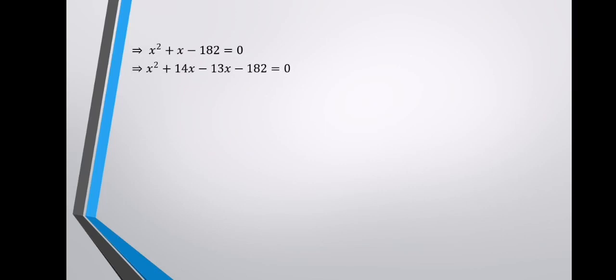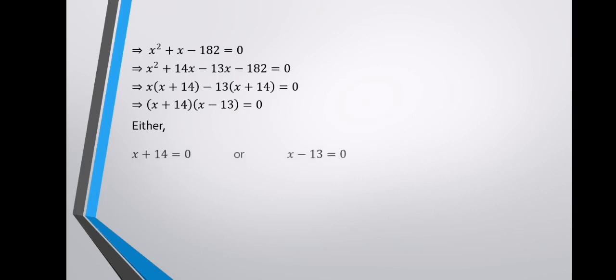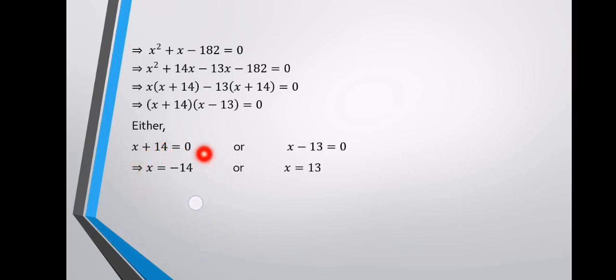Since the equation is a quadratic one, we can easily solve it by the factorization method. After applying the factorization method, we get x plus 14 is equal to 0 or x minus 13 is equal to 0. But since we have been given that these are positive numbers, we will have to omit x is equal to minus 14 and we will take x is equal to 13.